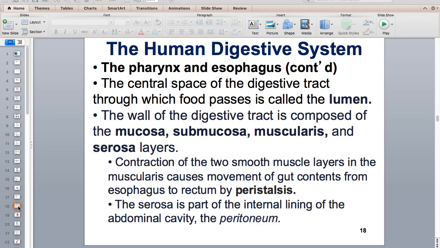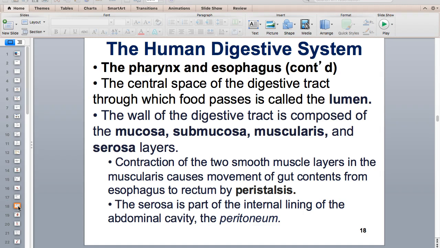So if we continue on, we said the digestive system is a tube within a tube, and this is focusing on the layers. Imagine food is in your esophagus. It's like a tube. If you cut through that tube, just like you would cut through a hose, and look at the cross section, the hole in the middle is called the lumen, and the wall is composed of these 4 characteristic layers: mucosa, submucosa, muscularis, and serosa.